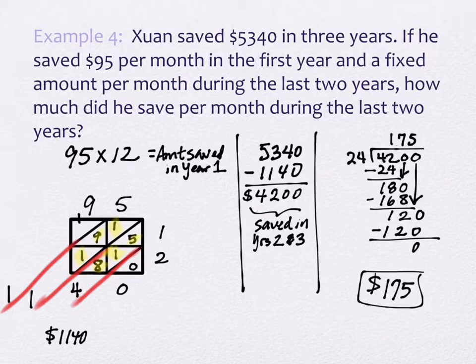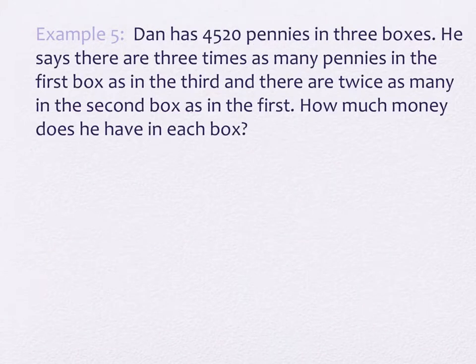And do you see the next problem, Danielle? It's about pennies, but it's about boxes. This is the problem I was remembering when I was answering your question. Dan has 4,520 pennies in 3 boxes. He says there are 3 times as many pennies in the first box as in the third box, and there are twice as many in the second box as in the first box. How much money does he have in each box?